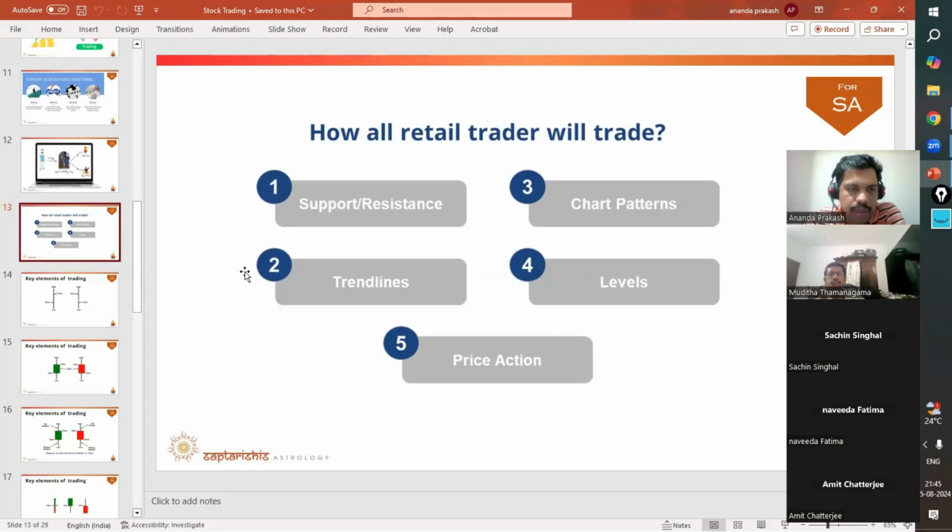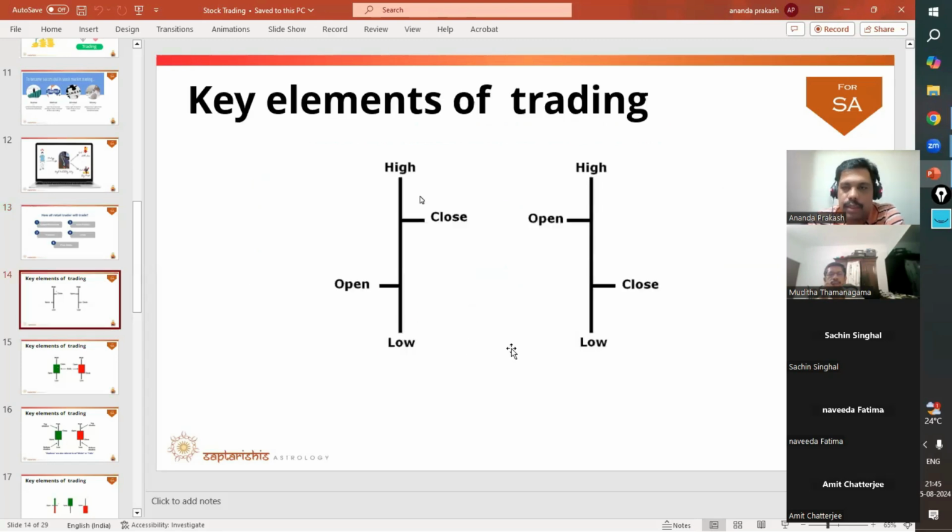So let me explain how candles work. Since many beginners are here, it's very important for you. Each and every candle has four key points: open, close, high and low. Open means the price at which the market opened. Let us say one stock opened at 100 rupees when the market opened at 9:15. That is called open.